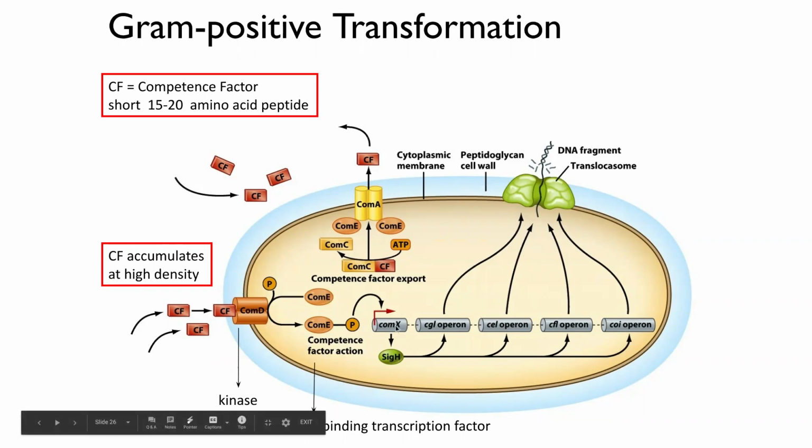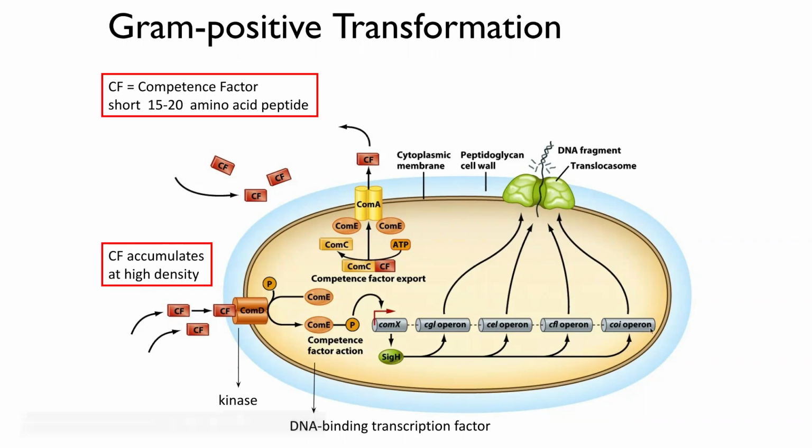And once this does, it activates a whole series of genes and operons to essentially trigger the direct uptake of DNA from the environment. But again, it all starts with a series of proteins here, COM-A, COM-E, and COM-C, and some energy to export and produce competence factors. But once there's enough, it then induces COMD to change the behavior of the bacteria.